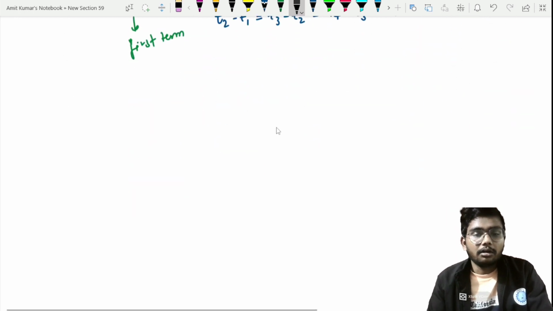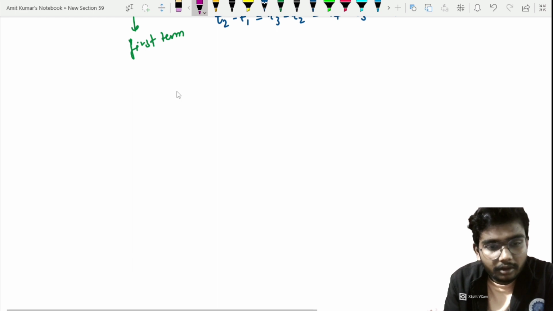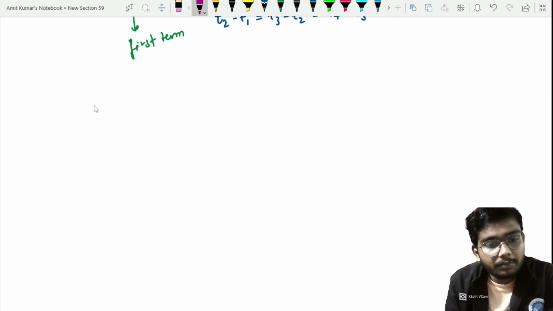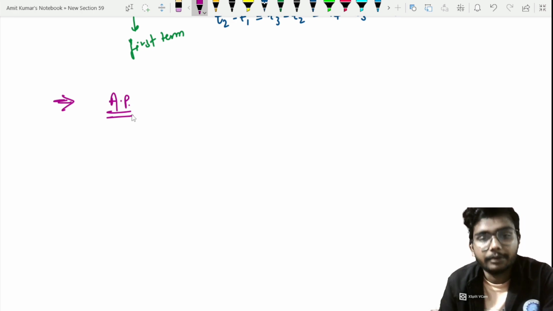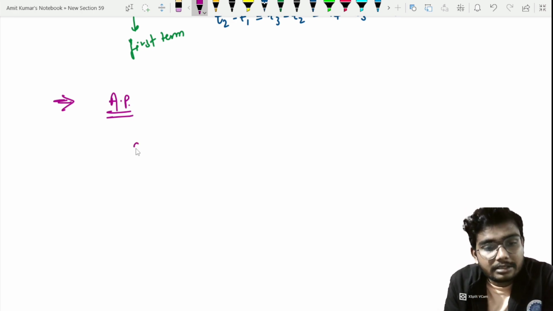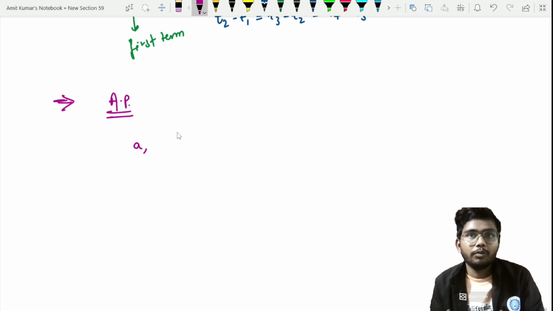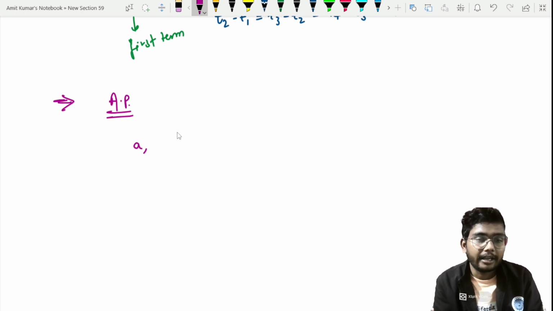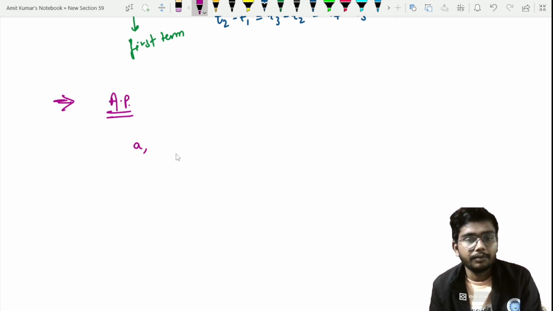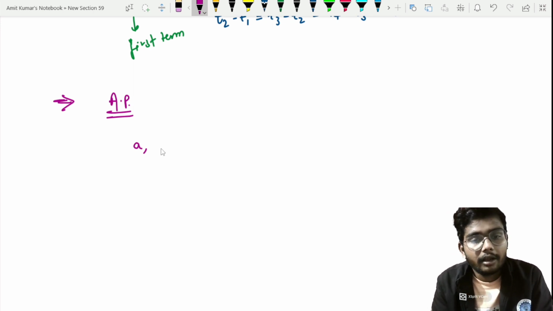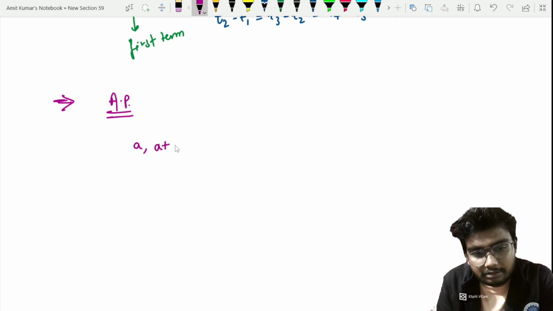So this is what is meant by arithmetic progression. Let's come to this one. Let's suppose we have to show an AP. How can we show an AP? We can take the first term as a, and we know that our common difference is d. Whenever you have to write an AP, you just write the first term, and whatever common difference has been given to you, you just keep adding on. So this will be a plus d.